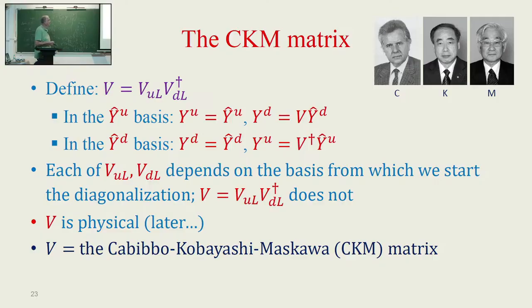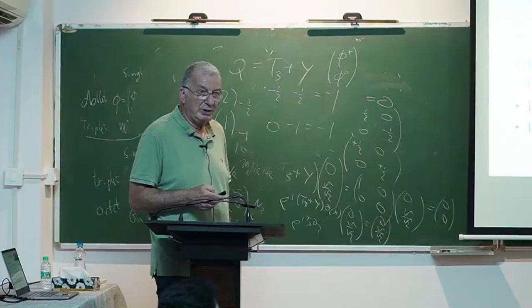Very much to the unhappiness of the Italian community, Cabibbo did not get the Nobel Prize, which is controversial, but that's the case. He was the first to understand some of these subtleties in the two-generation framework, where indeed this matrix does not lead to CP violation.